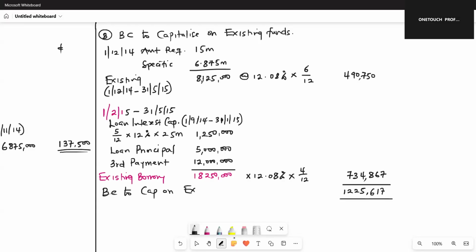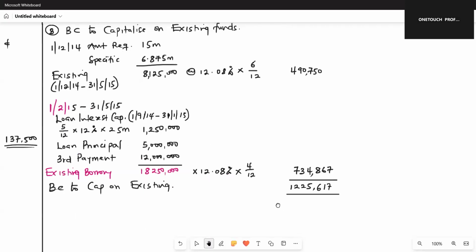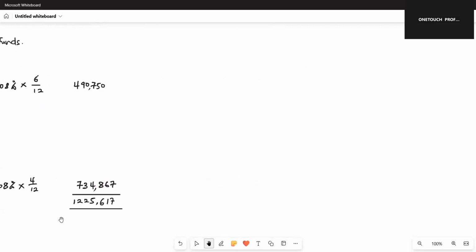Is that not it? So let's go and now calculate the total borrowing cost to capitalize. Now that we know the existing, we can easily calculate that of the specific, then we add the existing, then we are done with the question. Total borrowing cost to capitalize.